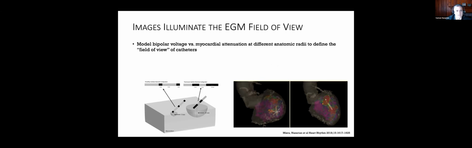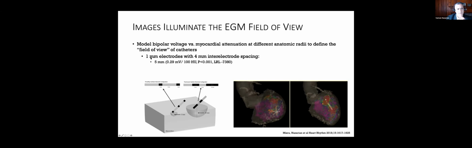Now, can we use these images for other things? We can use them to understand the field of view. Elad briefly talked about the field of view of the catheters. And in this work, Satish Misra took some data from our lab, actually these are all clinical data, and tried to fit models, basically regression models, and look at the regression model characteristics to understand what anatomic radii best fit the field of view of the catheters.